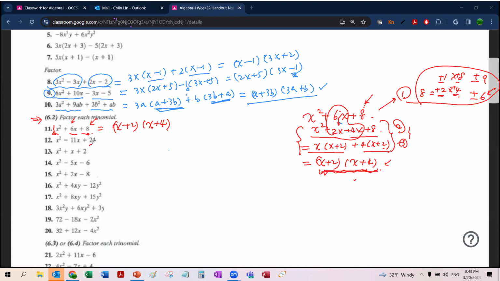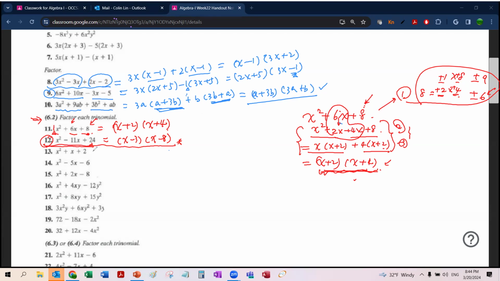All right, so let's see this one, 24. What two factors of 24 have a sum of -11? Both factors should be negative, right? So -3 and -8. They multiply to 24, and the sum of them is -11. So (x - 3)(x - 8). That's it. You can see this is so easy now, right? That's all.